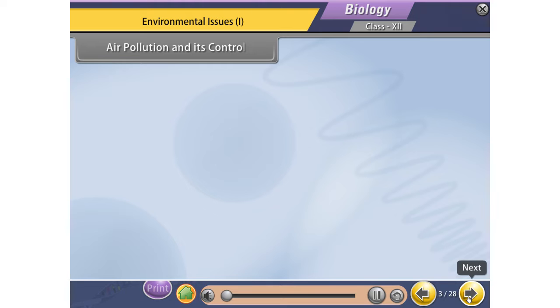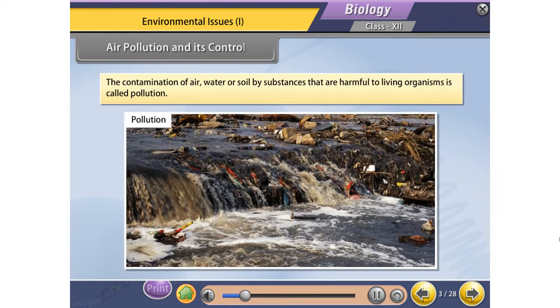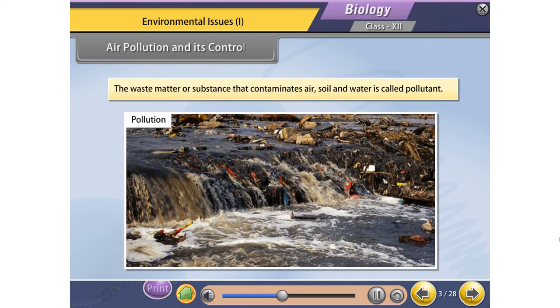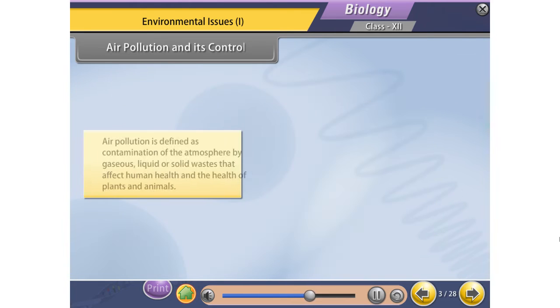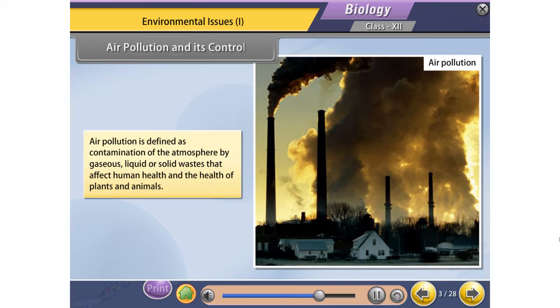Objectives: air pollution and its control. The contamination of air, water, or soil by substances that are harmful to living organisms is called pollution. The waste matter or substance that contaminates air, soil, and water is called a pollutant. Air pollution is defined as contamination of the atmosphere by gaseous, liquid, or solid waste that affects human health and the health of plants and animals.